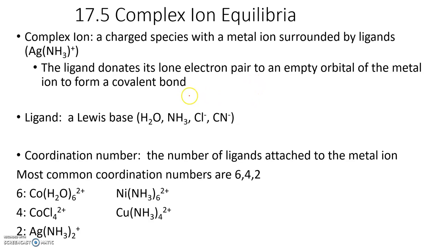A complex ion is a charged species with a metal ion surrounded by ligands. An example of that is this right here. This is a complex ion.